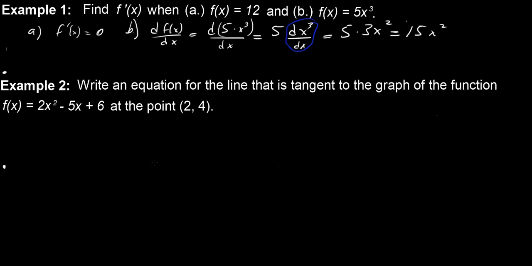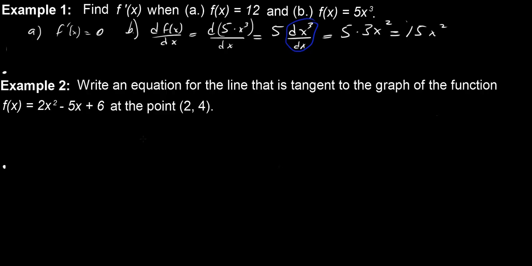And I want to apply the derivative in this case to write an equation of a tangent line. Now, one thing we know about the derivative and its meaning is that it's the slope of the graph of a function at a point, which would be the same as the slope of the tangent line to the graph at that point. So using that, I want to write the equation of the tangent line to the function 2x squared minus 5x plus 6, where the point of tangency is (2, 4). Since I'm writing a tangent line, I need the slope of that tangent line.